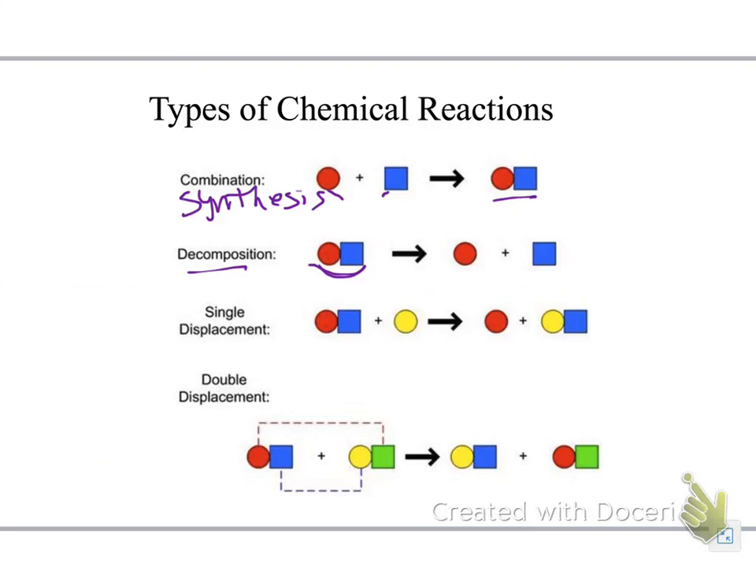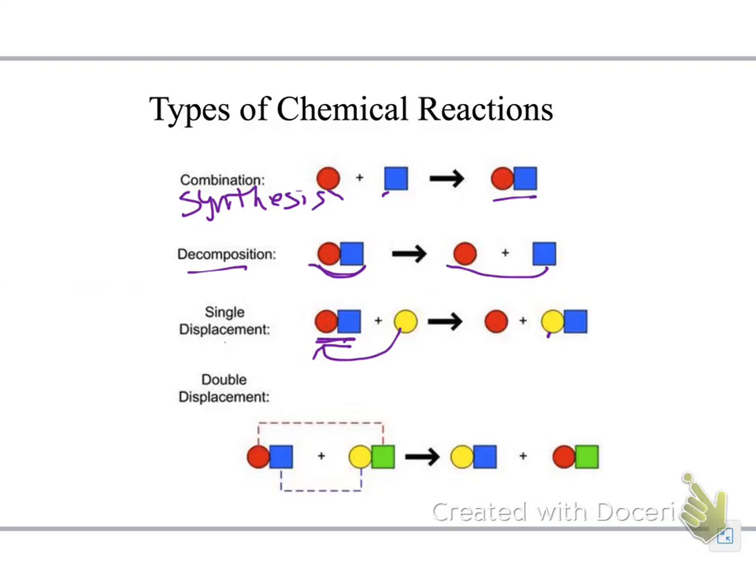Decomposition, I take something that has two components to it and I break it apart. Single replacement, I take something that has two parts and I replace one of the parts, right? Double replacement, I take two things that have two parts and I swap out partners, okay?